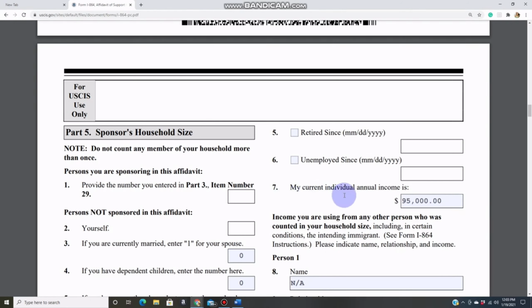Number 7, my current individual annual income is. So this is my husband, or my petitioner's current individual income. If your co-sponsor or husband petitioner's current income is over 95,000 or less than 95,000, you still have to write down that income in this space provided.